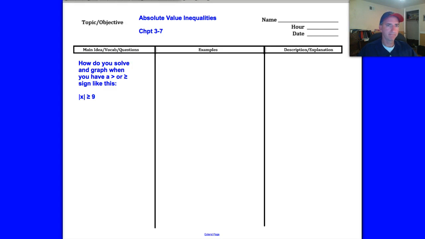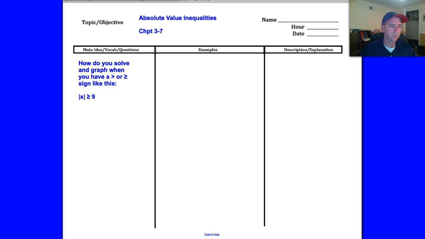Hello there, welcome back. This is actually part 4 in 3.7, but it's part 2 of the inequalities, because the first two were about equations, and then we had an equal sign, and now this is about solving and graphing absolute value inequalities out of chapter 3, section 7.